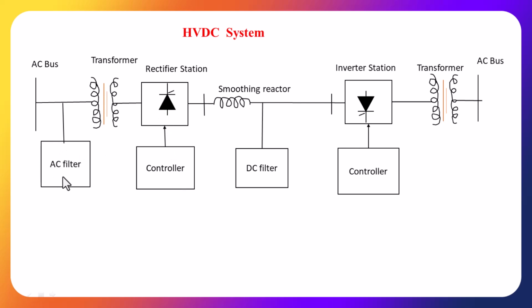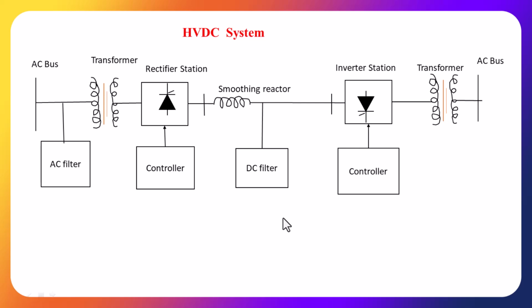This is the AC filter. Due to the operation of the rectifier station, some amount of harmonics will be generated on the DC side as well as the AC side. Those harmonics will be filtered by using an AC filter. Here we are using a DC filter to reduce the harmonics in the DC voltage. The main purpose of the smoothing inductor is to smooth the DC current. These are the different main parts in an HVDC system.